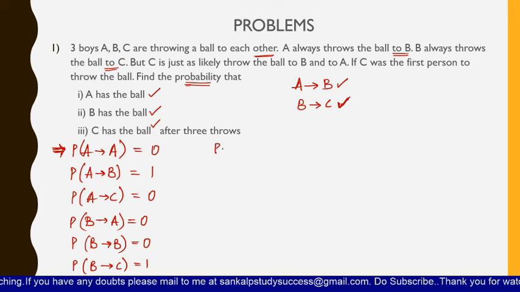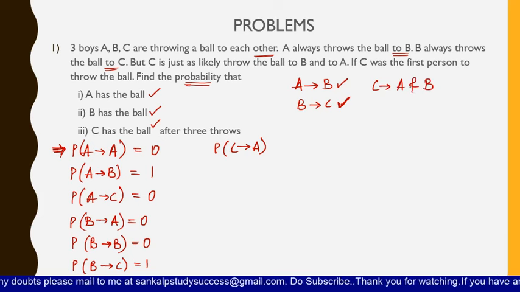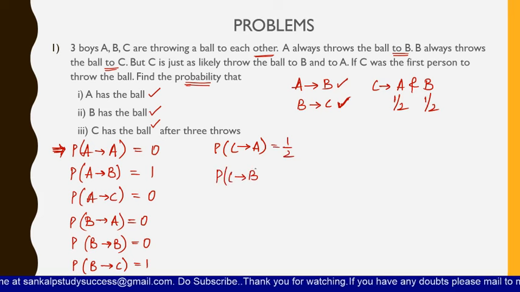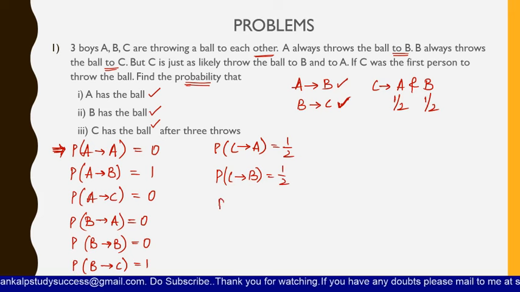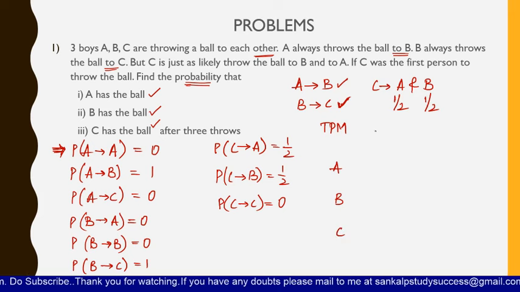Now if you consider the person C, C is throwing to A and B equally. That means the probability will become 1 by 2 and 1 by 2, right? So the probability of C throwing to A is 1 by 2 and the probability of C throwing to B is again 1 by 2. But the probability of C throwing to C is equal to 0, because C will never throw to himself. So here let us draw the transition probability matrix, which is a 3 by 3 matrix because there are 3 persons playing the ball game.